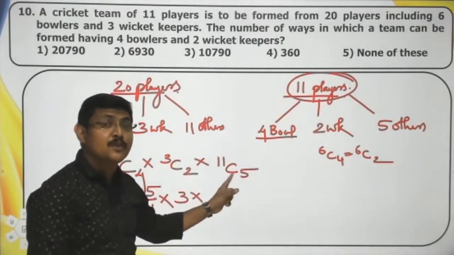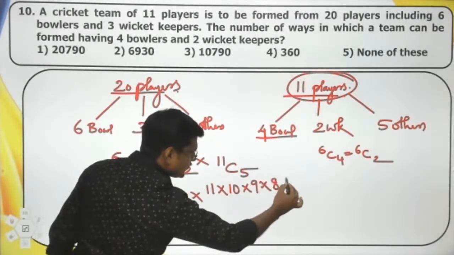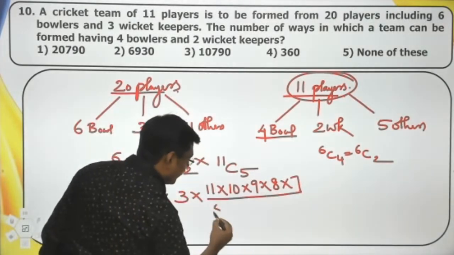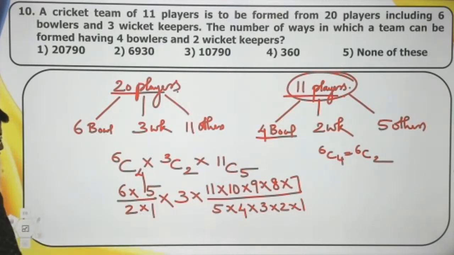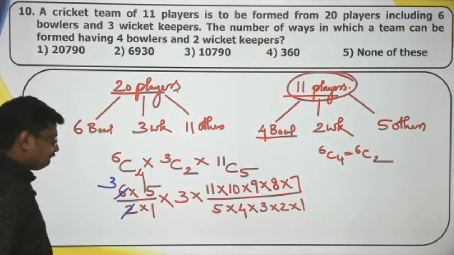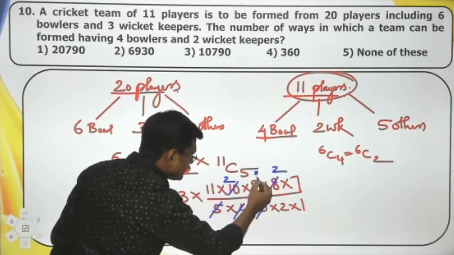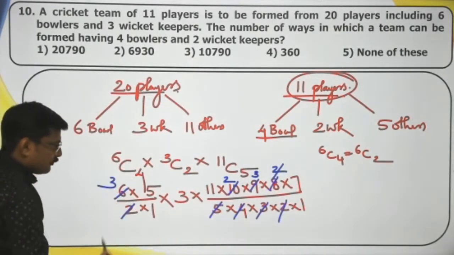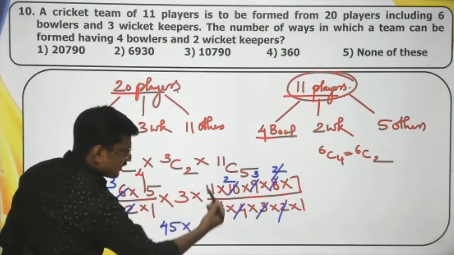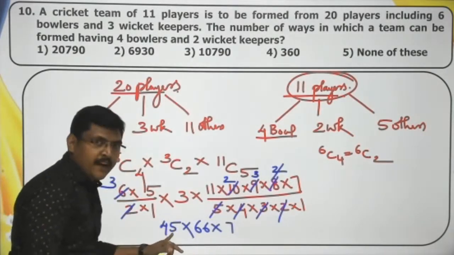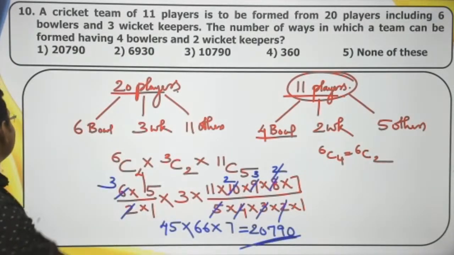Of course we need to write, because 11C5 is equal to 11C6, the difference is 6. So this is smaller, right? So 11C5, that is 11 into 10 into 9 into 8 into 7, because we need to consider 5 numbers, divided by 5 factorial, 5 into 4 into 3 into 2 into 1. Cancelling and solving this. After cancelling, 5 3's are 15. 15 into 3, 45 into 3 into 2, 6, 6 into 11, 66 into that additional 7. So 45 into 66 into 7, that will give the answer as 20,790.